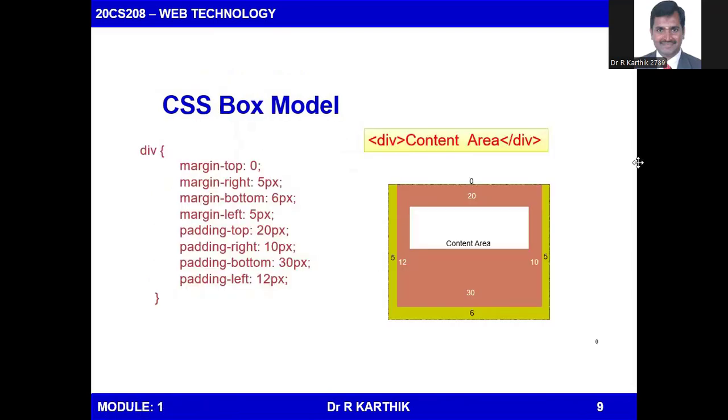You can see here one example of the CSS box model. How do we create this box model? For the content area, it is given by default. After this, padding top, right, bottom, left, based on the pixel size you enter here. Based on that, the area will be created. So this is the way to create a box model.